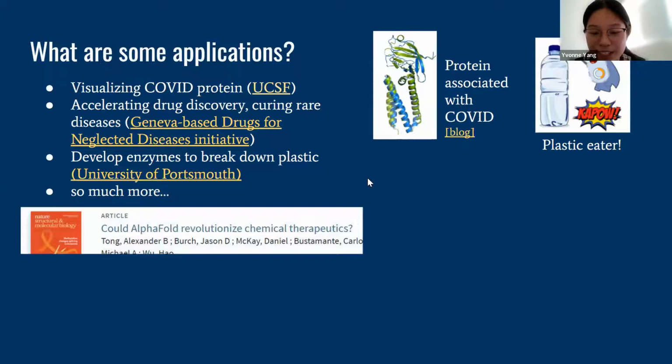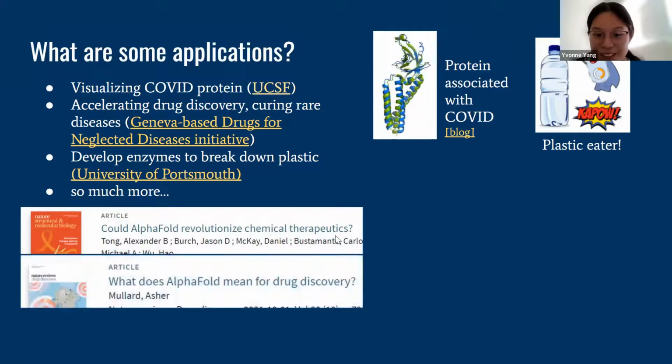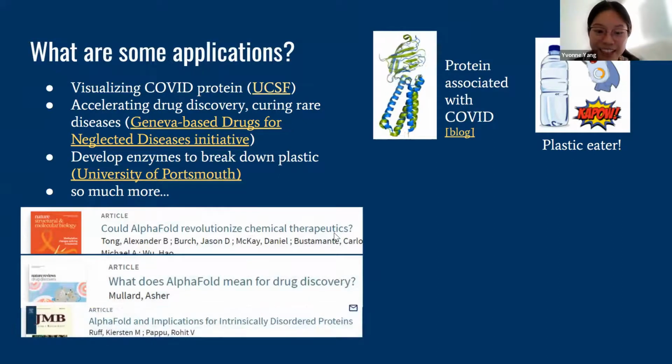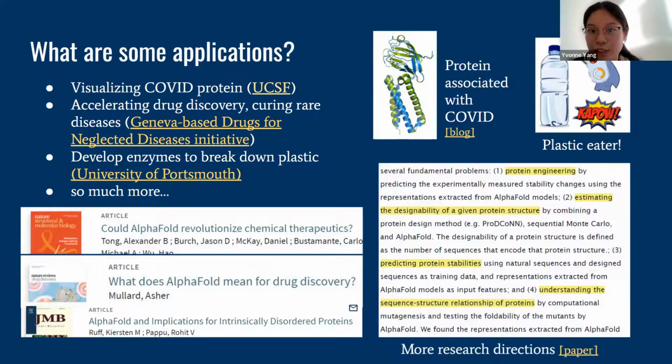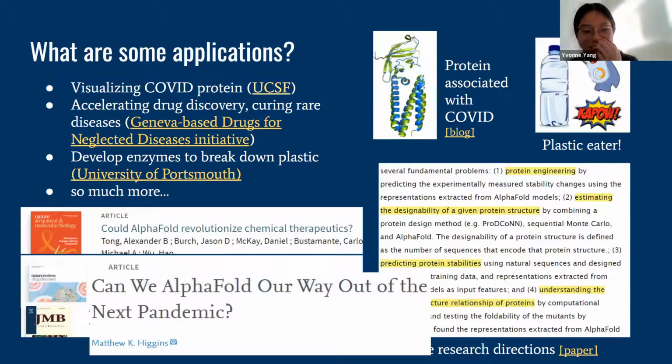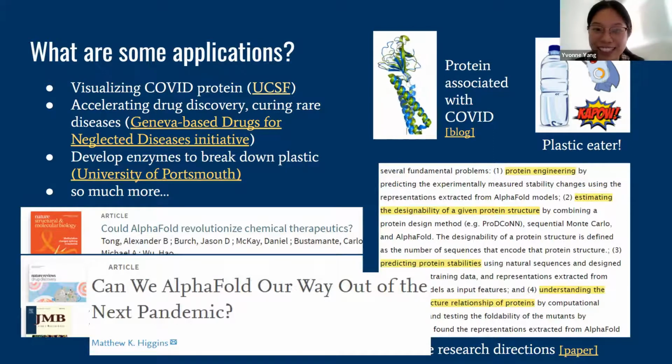So then a quick search on U of T's library helped me find a lot of papers in biology just discussing what they could do with AlphaFold. For now, I haven't seen any substantial results yet, but there's been a lot of discussion of the promise of AlphaFold in chemical therapeutics, drug discovery, and then what we talked about, misfolded proteins. There's a whole survey on what AlphaFold could do. And then my favorite is, can we AlphaFold our way out of the next pandemic?